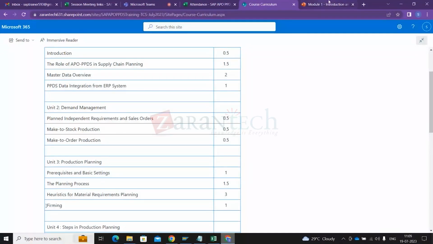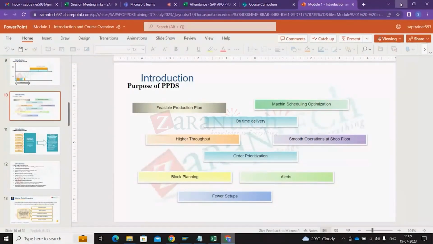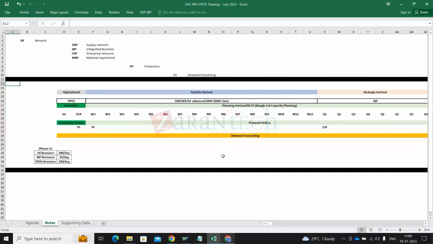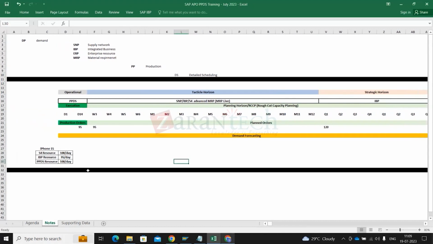Don't worry. I am pretty sure what sort of doubts are coming to your mind, but I'm going in a logical way: concepts first, then master data, then the configuration, integration configuration, and then planning and scheduling. So it comes as part of planning for sure. Then we can cover it.